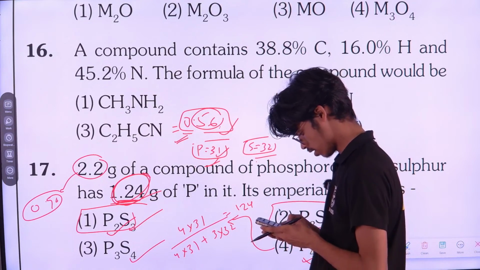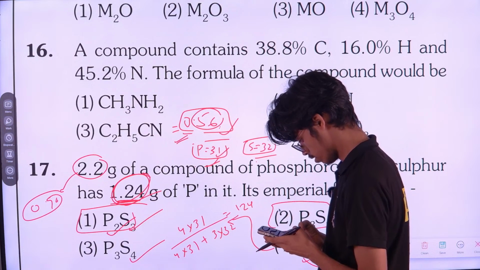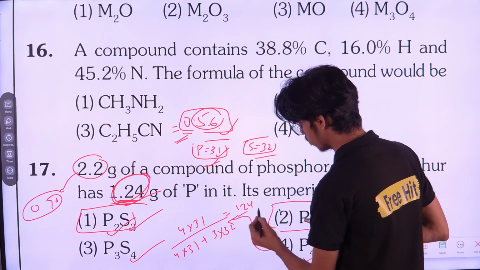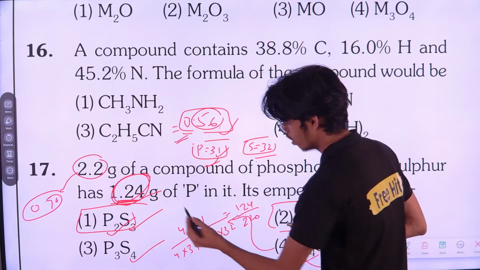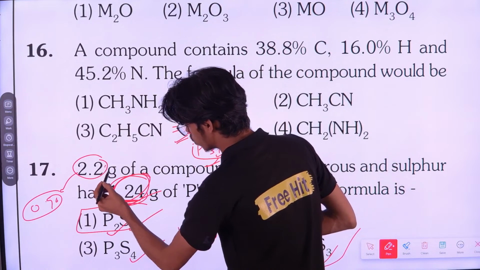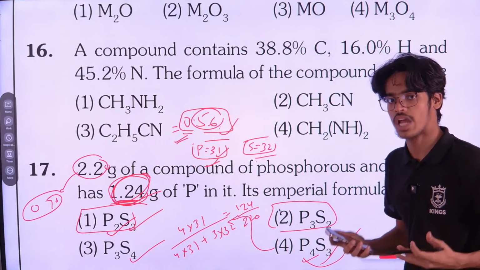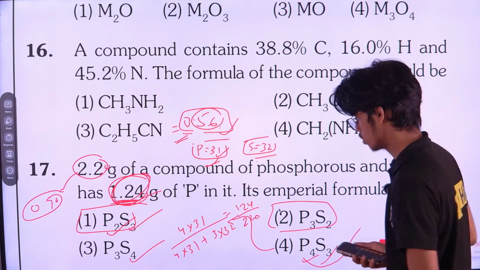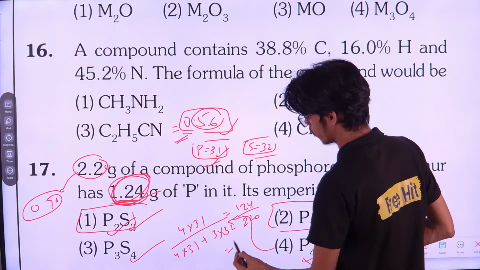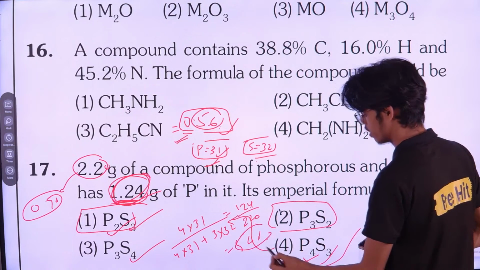Plus 3 into 32, right? So it's 220. I am getting 124 by 220. Can you see the magic in the numbers? They're not asking you to calculate everything. Okay, so 124 by 220, this is going to be 56% exactly. And this is the option.